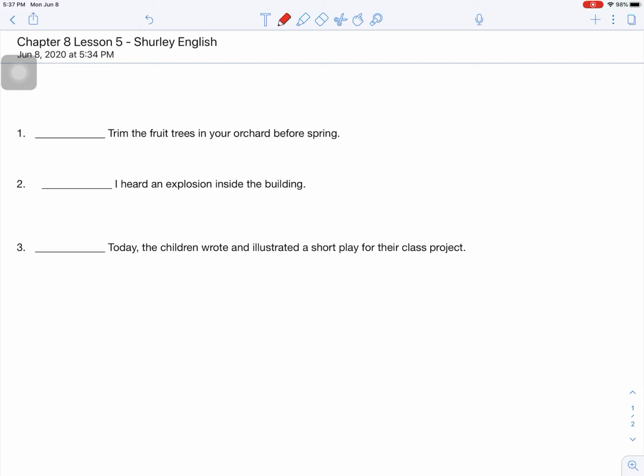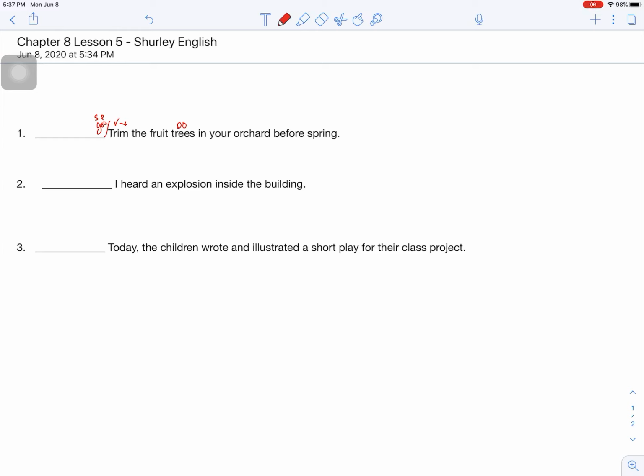Who trimmed the trees in your orchard before spring? That would be you, which is a subject pronoun. What is being said about you? You trim. There's your verb. Trim what? Trees. Oh, so trees is going to be your direct object, so we have a verb transitive.